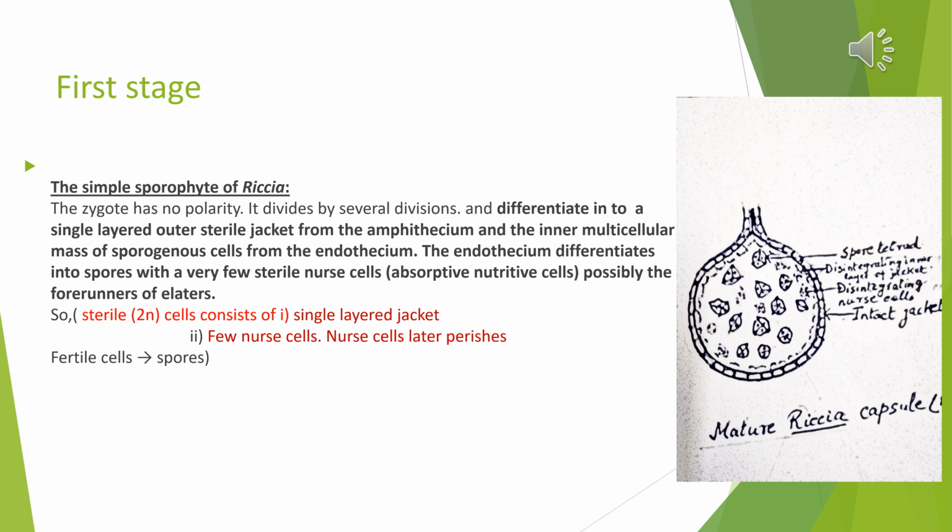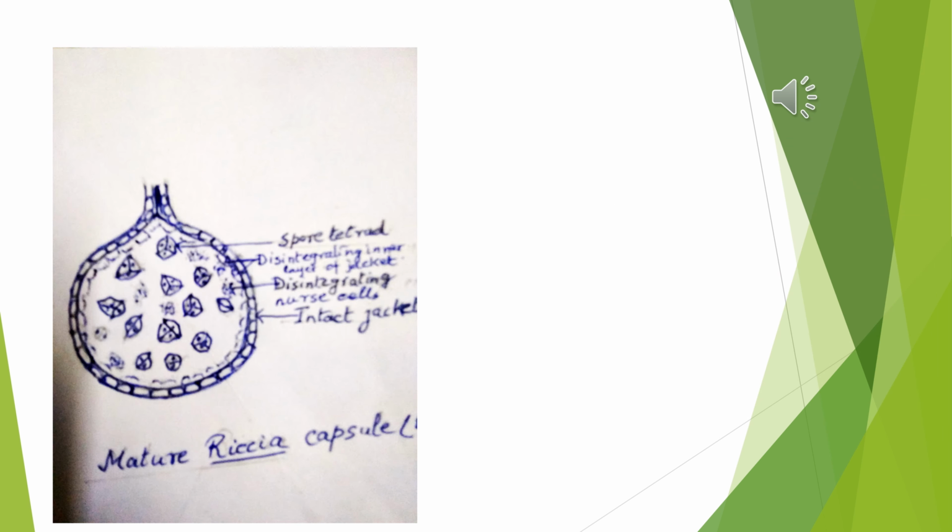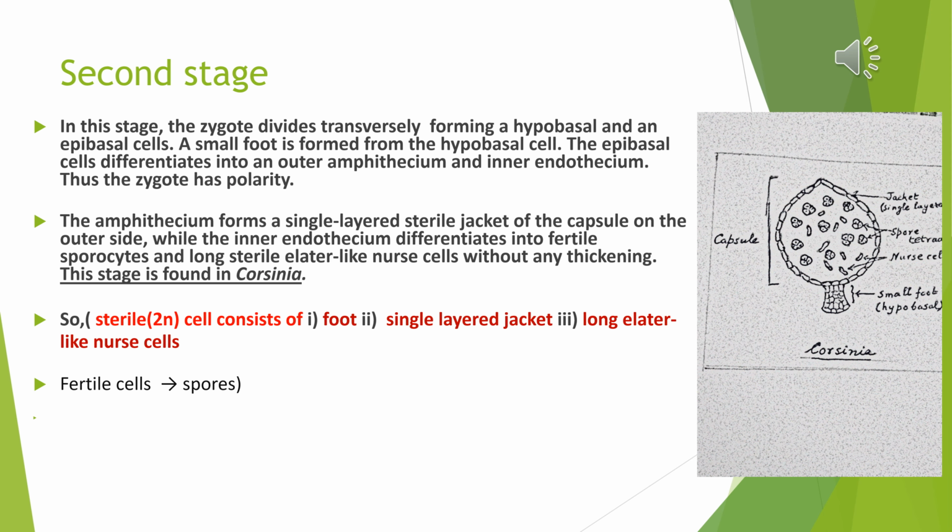Now we come to the figures. The diagram shows a Riccia sporophyte having only a capsule. Here in the diagram, the capsule shows a single layered sterile jacket on the outer side and spore tetrads inside. It also shows disintegrating nurse cells. So the mature sporophyte consists of only a capsule having a sterile single layered jacket on the outside and the spores inside.